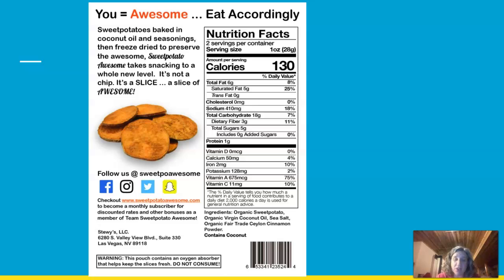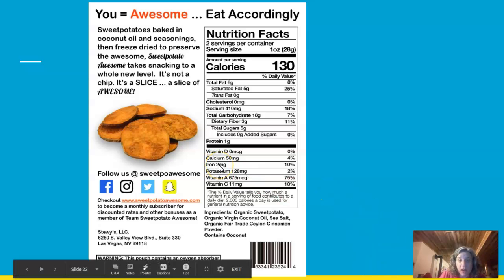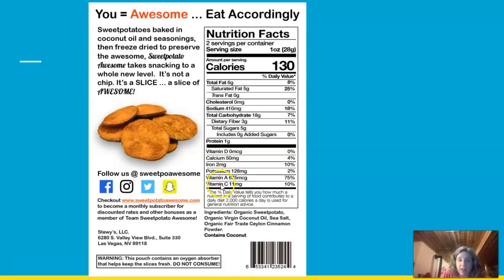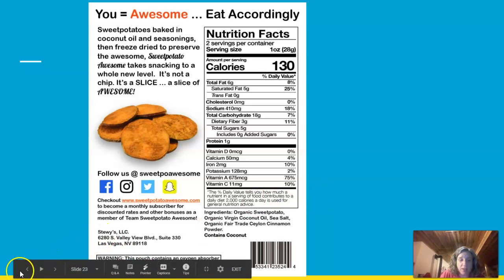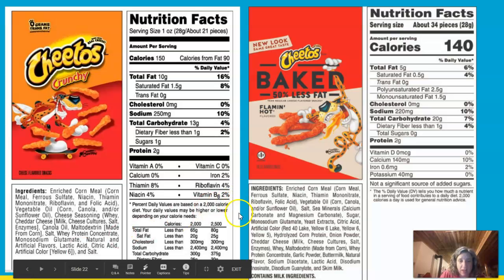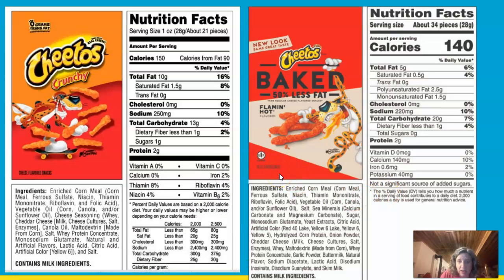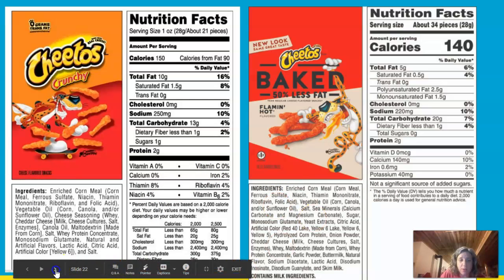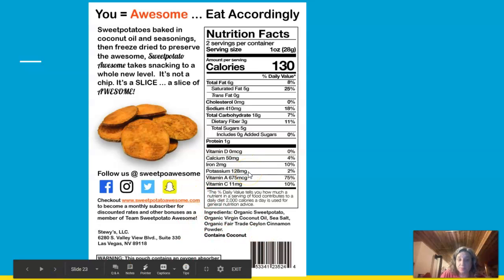Sodium is 410, so that's higher than what it was even for the Cheetos. Carbs are 18, sugars are 5, so not much. Protein is 1 gram. You get 4% of your calcium, 10% of your iron, 75% of your vitamin A. So that's quite a bit. And 10% of your vitamin C. So did the others have vitamin A? Nope, no vitamin A, no vitamin A. And vitamin C, no vitamin C. So definitely the sweet potatoes, you get more vitamins with them.